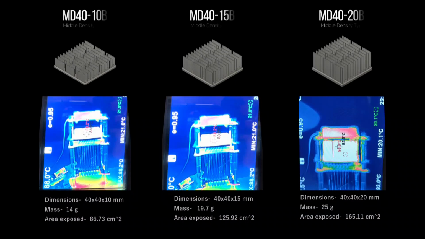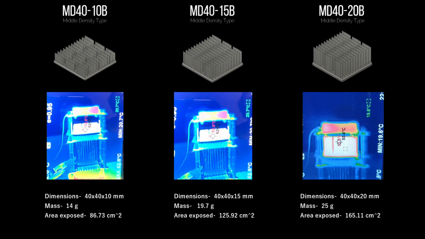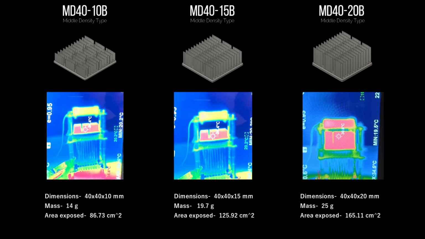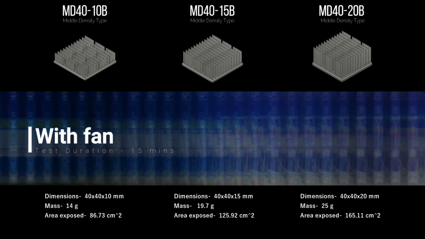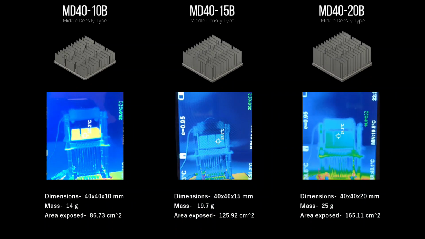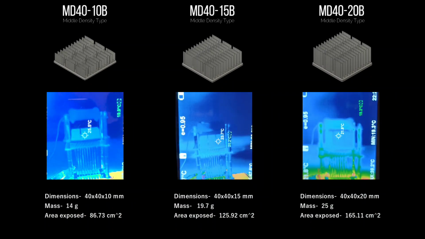From case 1, we compare 3 heatsinks of middle density type of varying fin length. The video is sped up 1.5 times to arrive at this time lapse. Here, we see how each heatsink performs without a fan. And now observe the improved performance when we add a fan.